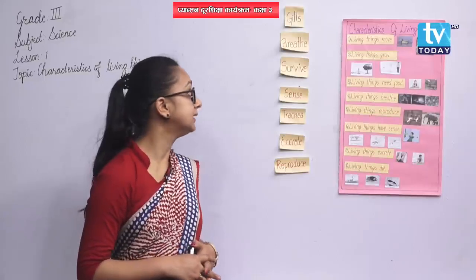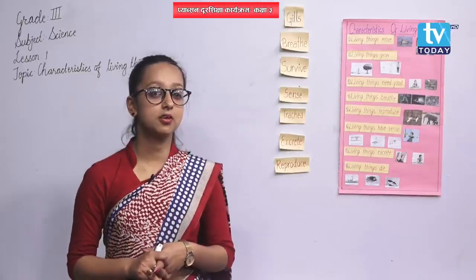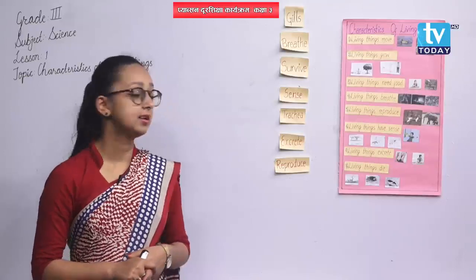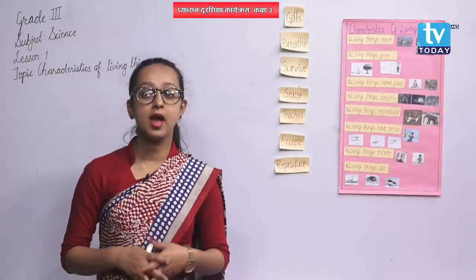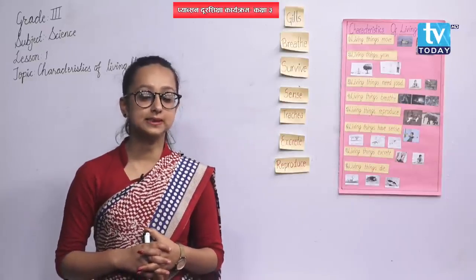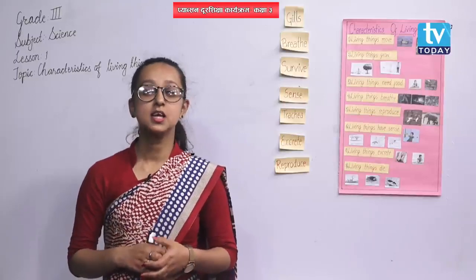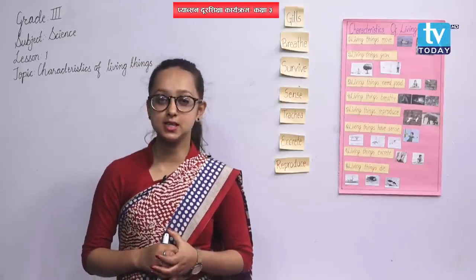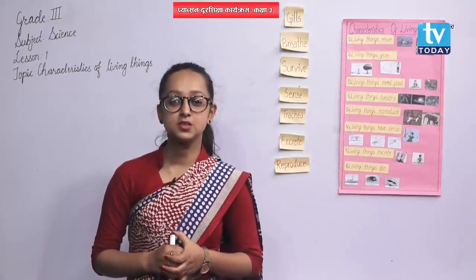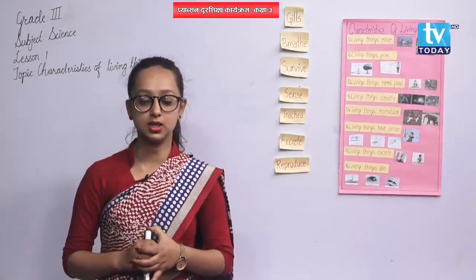So the first word is gills, second breathe, survive, sense, trachea, excrete and reproduce. These words may be new for you in this chapter, but the topic of the chapter is not new, because the same topic we have already discussed in grade 2 as well, isn't it? Yes, we have. In grade 2 we learned the characteristics of living things in short.